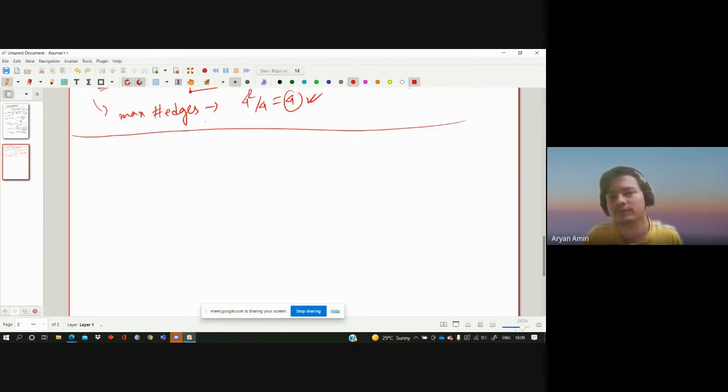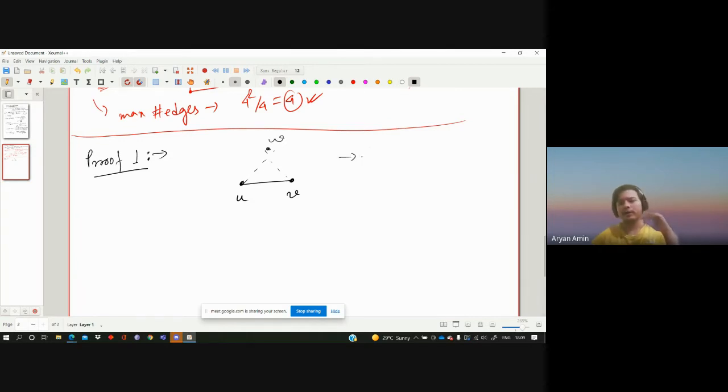I'll present two proofs of this theorem. The first proof is going to be more of an algebraic proof. So consider any edge uv. Now think about this: if u and v have a common neighbor, let's say w, then uwv would be a triangle, right? So you come to the conclusion that if uv is an edge, then u and v have no common neighbors.